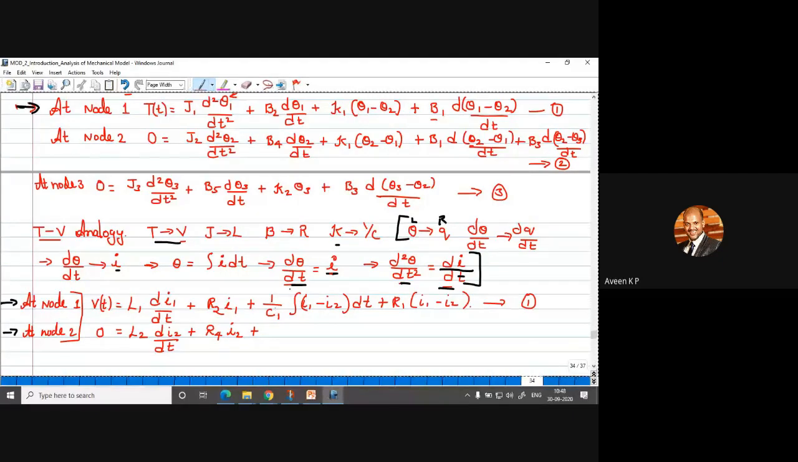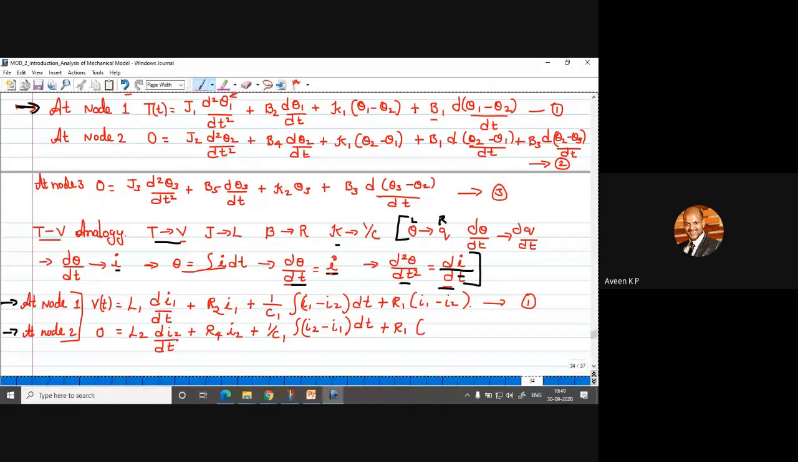That is, K1 will be replaced by 1 by C1. And here we have theta 2 minus theta 1. So theta is nothing but, if you check here, the integral of I dt. So I will integrate (I2 minus I1) within bracket dt. And again I have B1, the differentiation of theta 2 minus theta 1 by dt. So B1 will be replaced by R1.